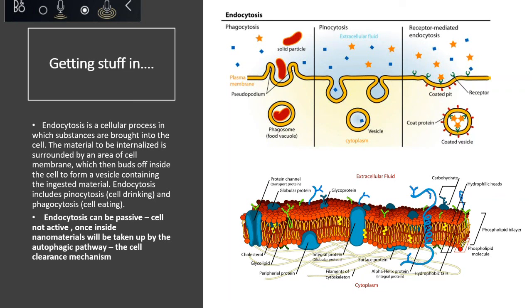That's because our key initiating event will be the entry of the material into the cell through the plasma membrane. Now, one can imagine other key initiating events which could include the active endocytosis, but that's not the case for now. Once it's in, then the material will be taken up by the autophagic pathway, the cell clearance mechanism.